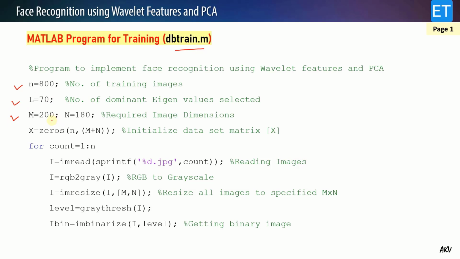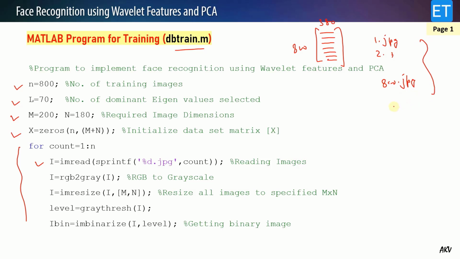And here I'm defining the size of the image, that is 200 by 180, and then initializing the X matrix. As I said, this is the matrix of 800 rows and 380 columns, so that will store all the wavelet features of all 800 images. Inside this for loop, I have started a counter from 1 to 800, reading all the images one by one. The first image is 1.jpg, so that will be read here. Then as the counter increases, it will go to 2.jpg, 3.jpg, like that till 800.jpg.